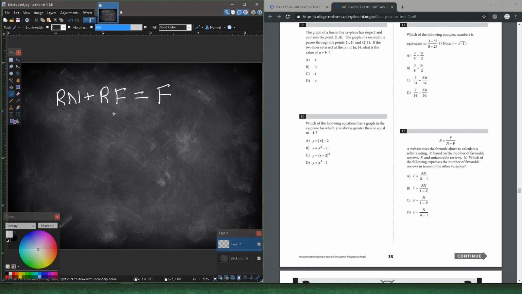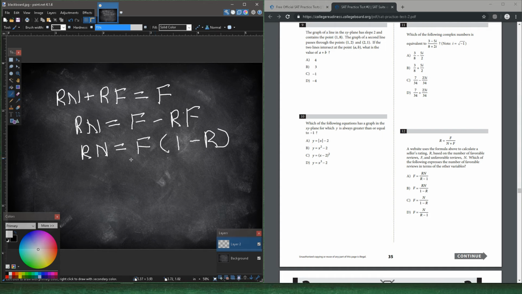Now we just want to get F all the way to one side. So that's Rn is equal to F minus Rf. Now we want to take out the F from both sides. So that's F. Distribute F out. So that's F divided by F is 1, and Rf divided by F is negative R. So this thing is equivalent to that.